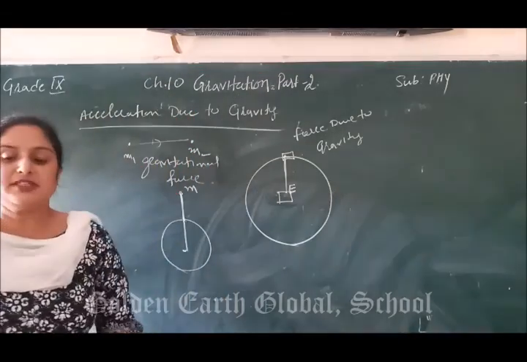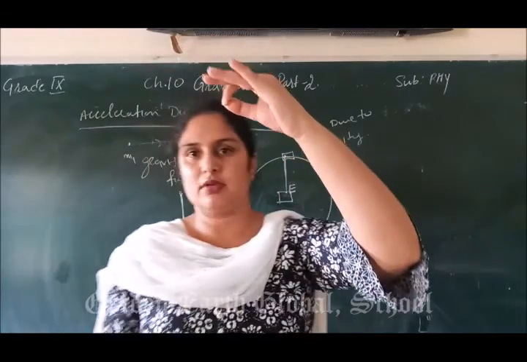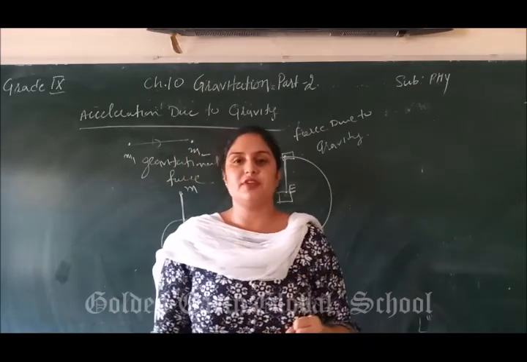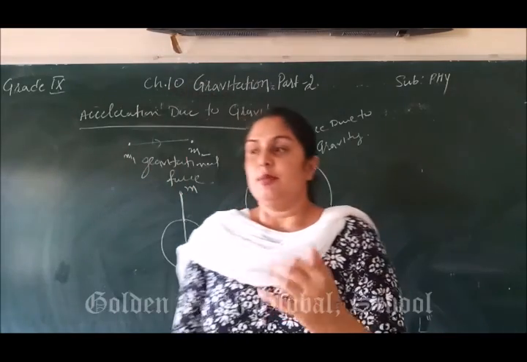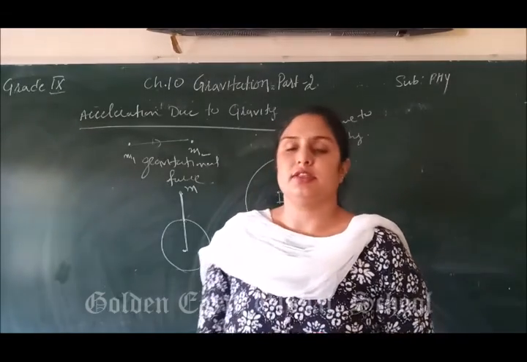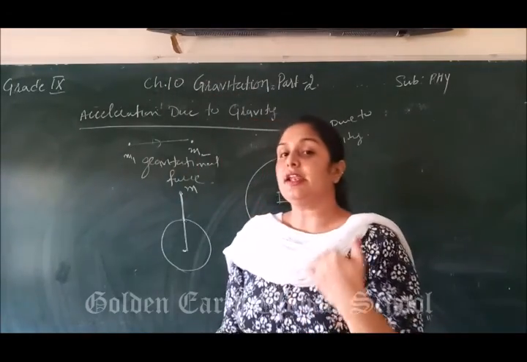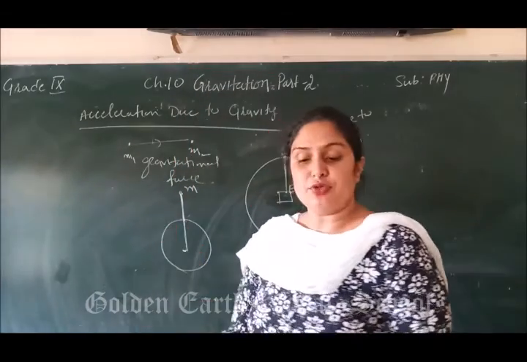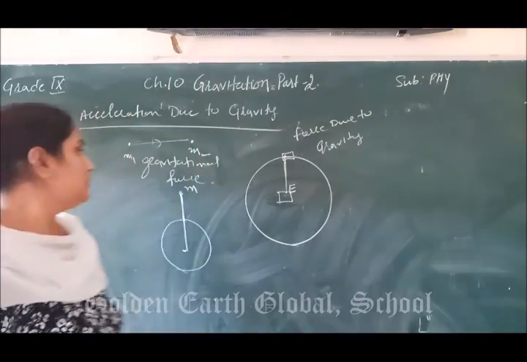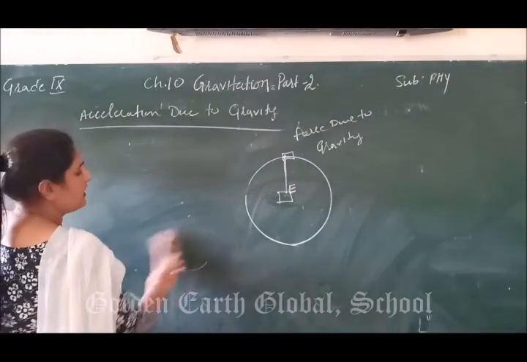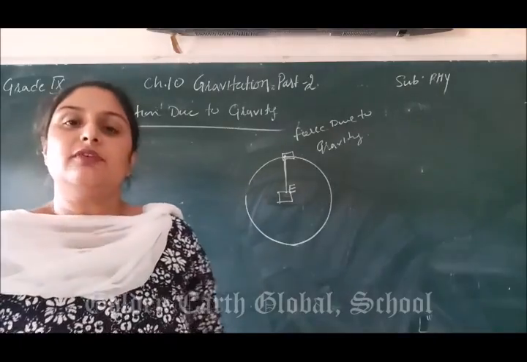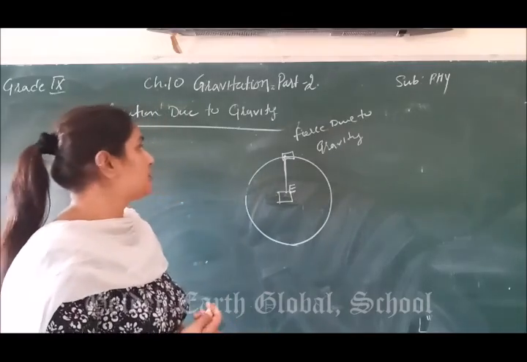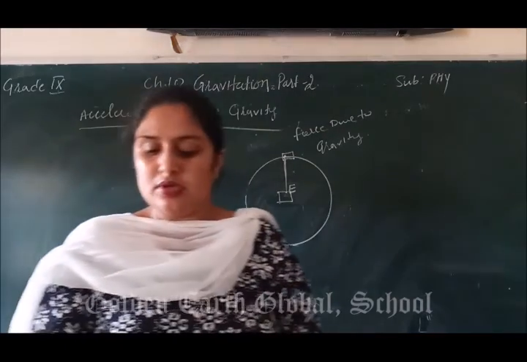Now whenever you throw some object from a particular height, it is going to move toward the surface of the earth. What does it mean? It means the object is moving towards the earth. If the object is moving, there is some force acting on this object. That force is called the force due to gravity, and due to this force there will be some acceleration produced in the object. That acceleration is called the acceleration due to gravity.